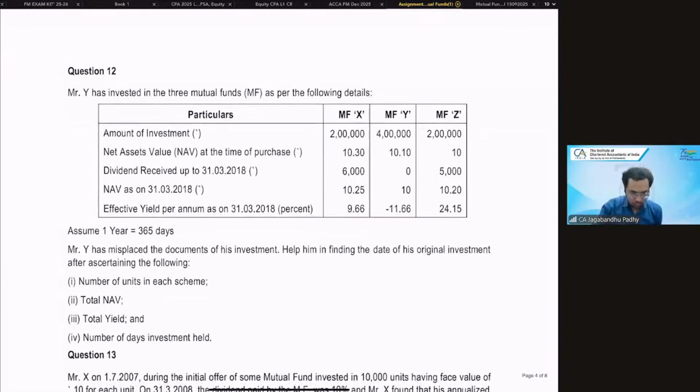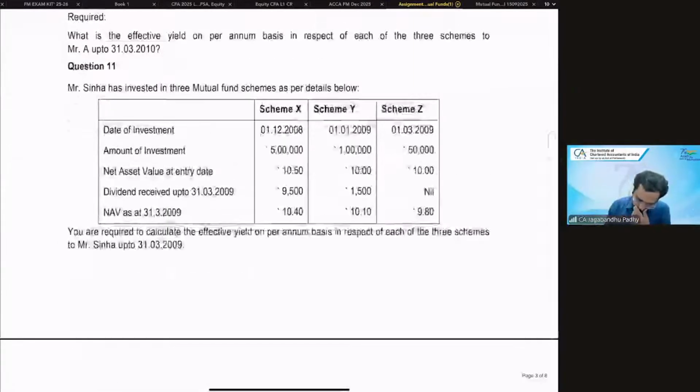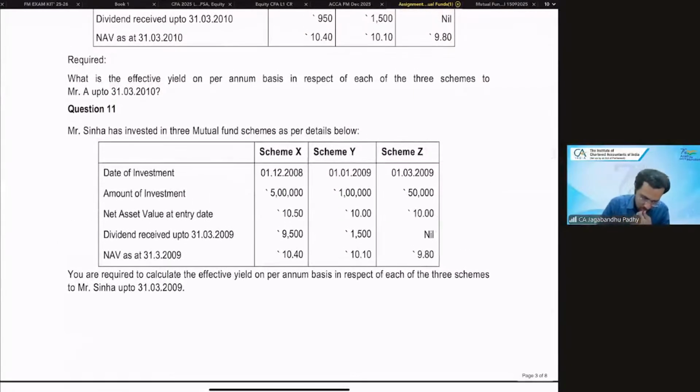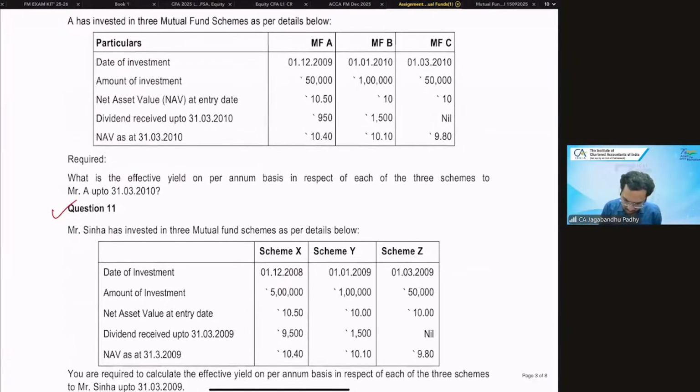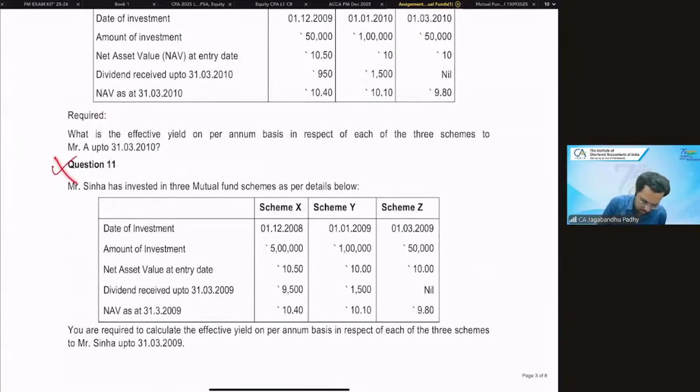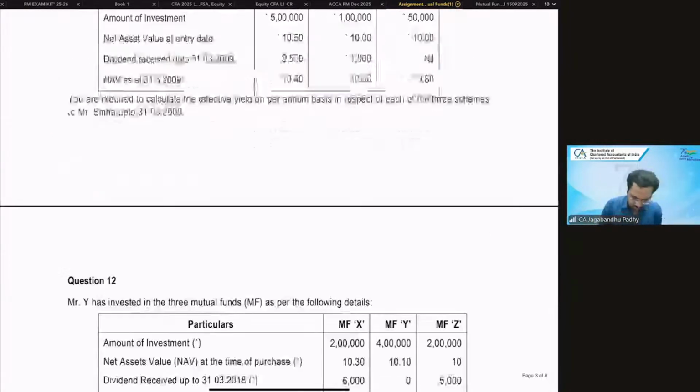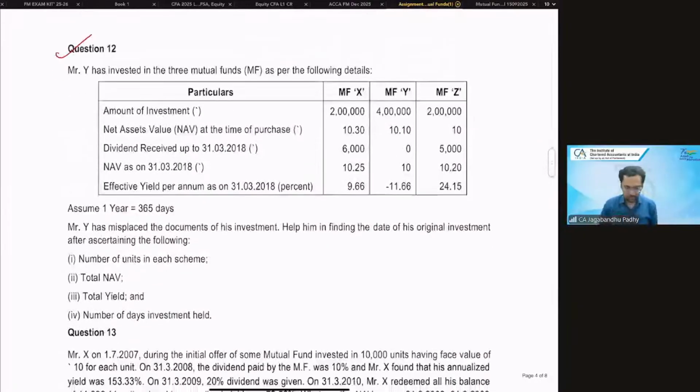Okay, now this is not done. This is also not done. Try out question 11, guys. It's similar to question 10C. Date of investment is given. Amount of investment is given. Net asset value at the entry date is given. Dividend that has been received is given. In fact, don't do it, it's just similar to the previous one. Just try question 12 now.